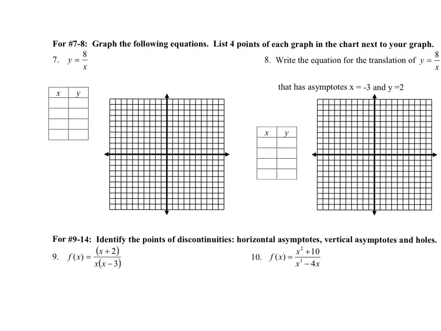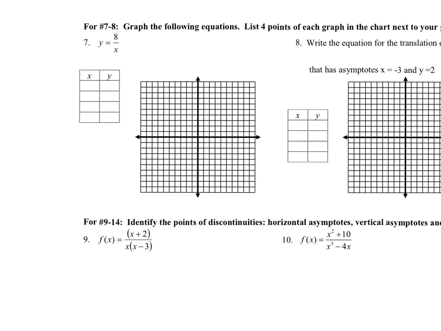This is an example of a reciprocal function right here. Y equals 8 over x. So what I would do first is graph the asymptotes. The asymptotes are going to be x equals 0, because you cannot divide by 0, and also y equals 0. It is the parent function y equals 1 over x, and it hasn't been shifted left or right, so the asymptotes are y equals 0 and x equals 0.